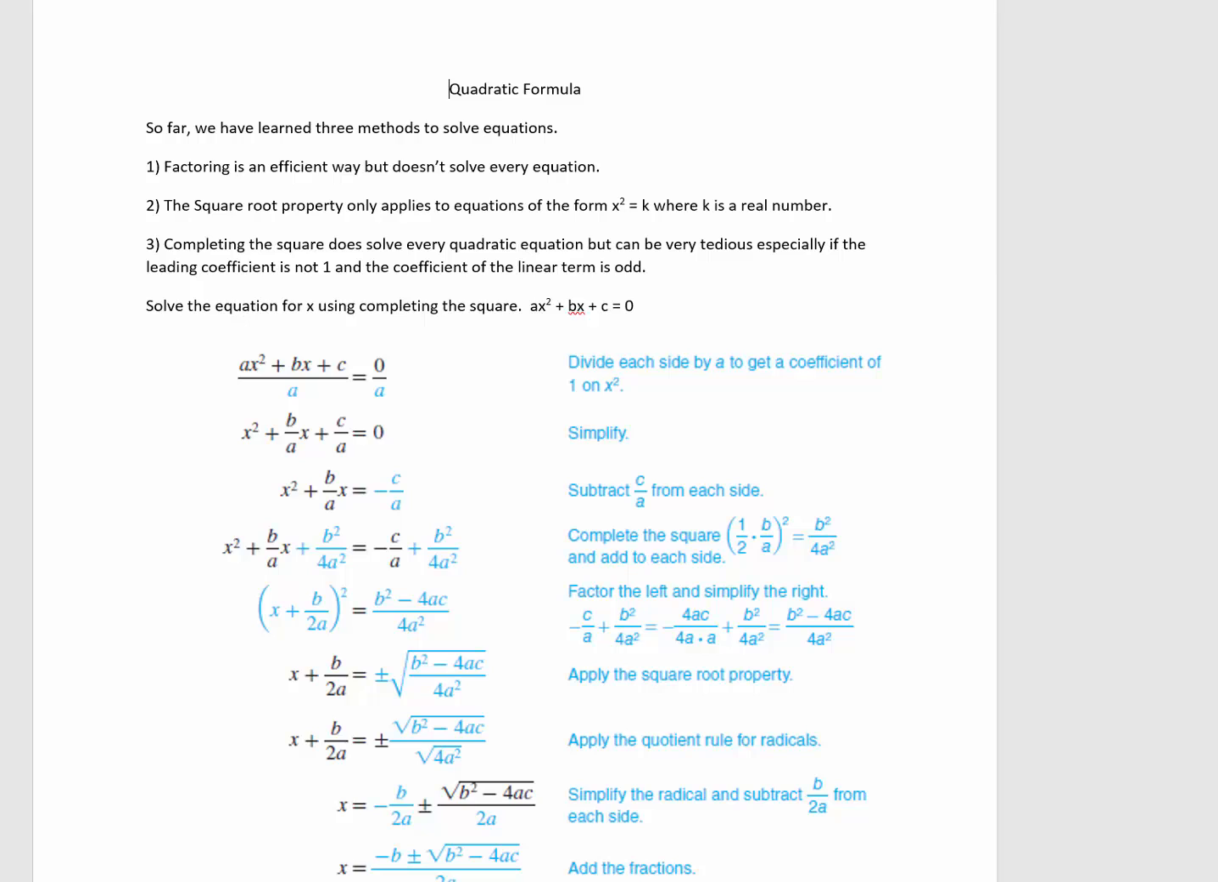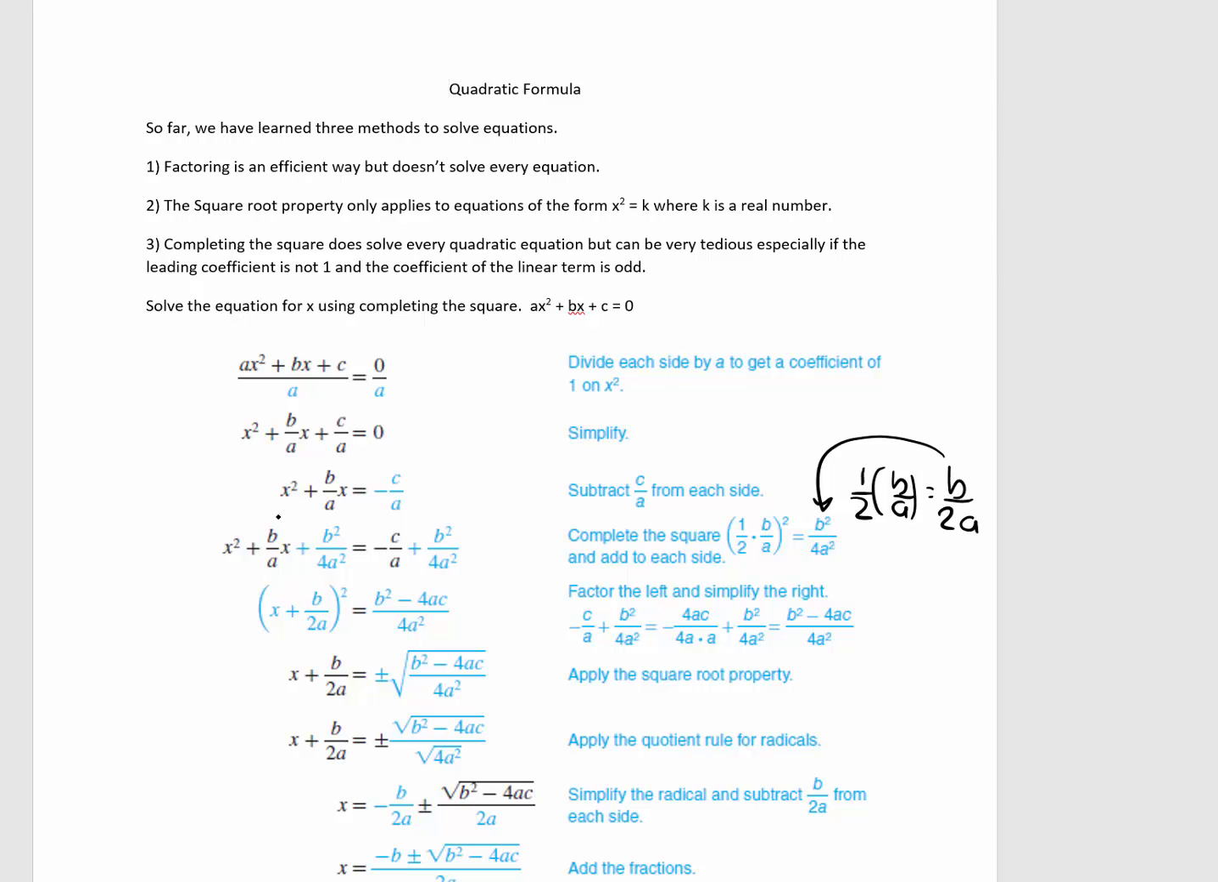So I want to solve the equation for x by completing the square for this. So we want to divide each side by a because we want the leading coefficient to be a 1. So we simplify here. I'm going to subtract the c over a over. And now I'm going to complete the square. So with this, I'm going to take what? Half b divided by a, which is b over 2a. And when I square that, I get b squared on the top. And 2a times 2a is 4a squared. So add that to both sides.